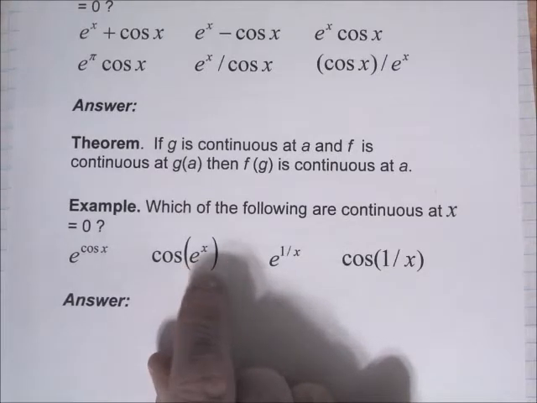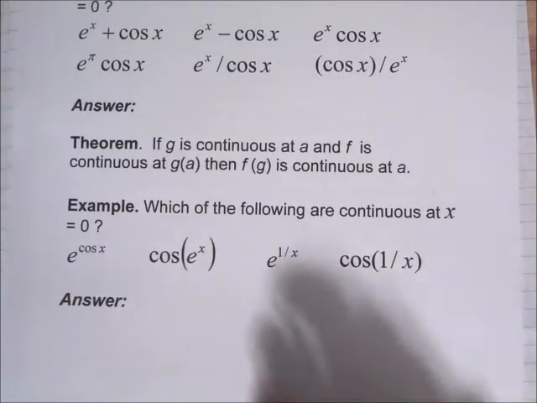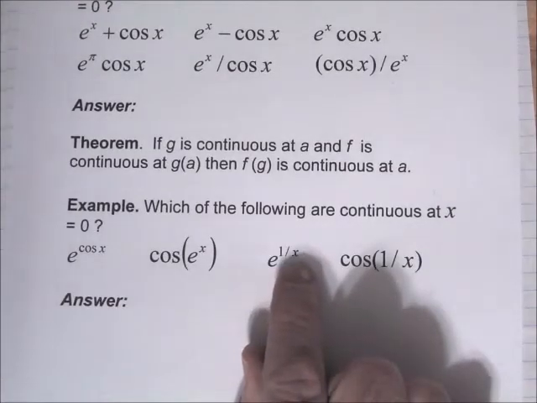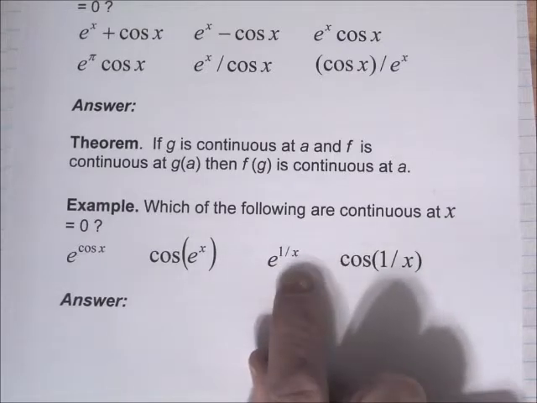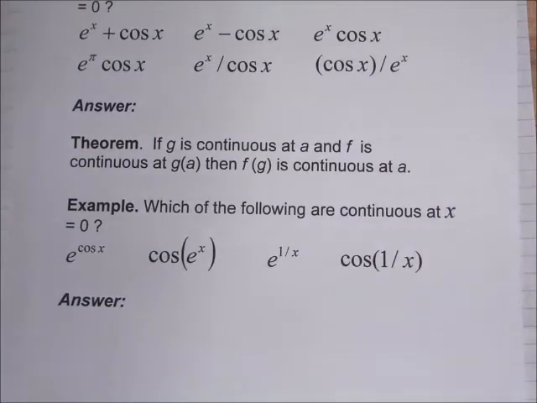Cosine at 1, rather, e to the 0. Cosine at 1 is continuous at that point. 1 over 0 is not defined. So these last two are not continuous at 0, because 1 over 0 is not defined.